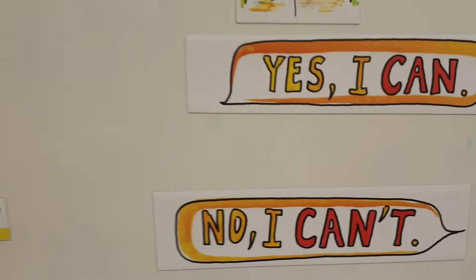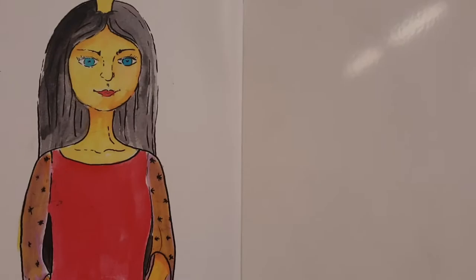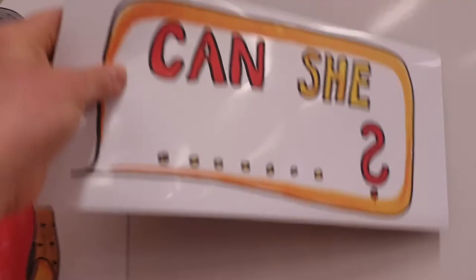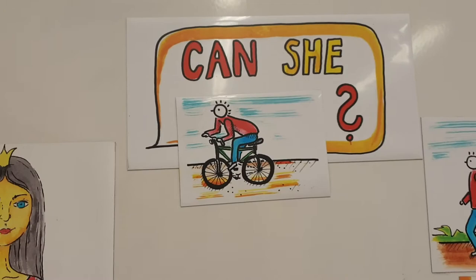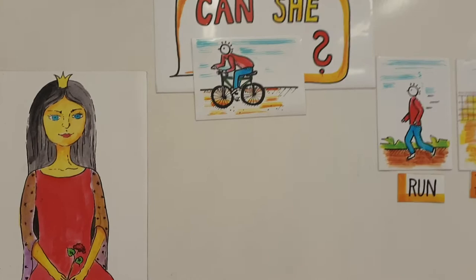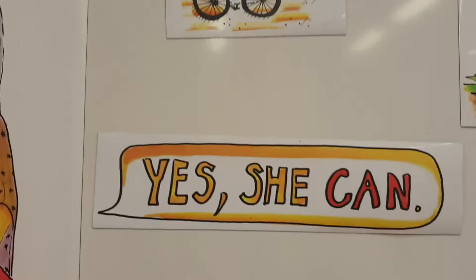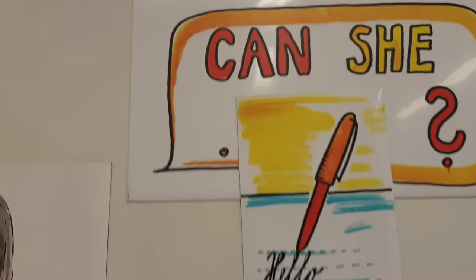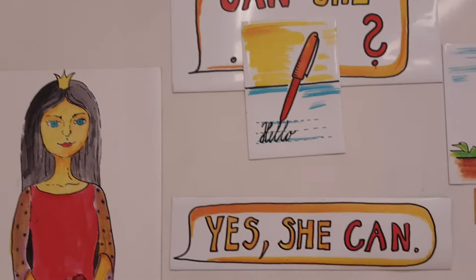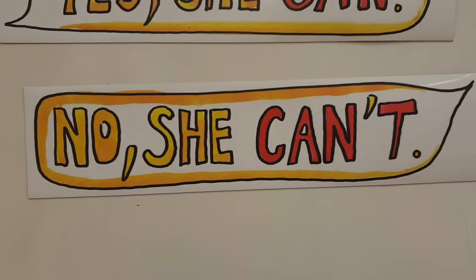And now, what about she? This princess. Can she ride a bike? What do you think? You can say, yes, she can, or no, she can't. Okay? She. Next question. Can she write a letter, for example? Yes, she can. No, she can't.